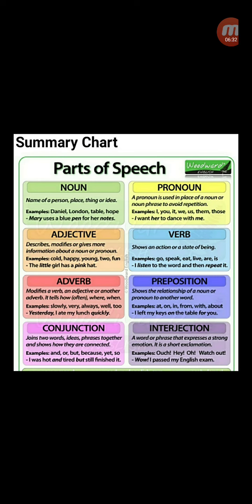I was hot and tired, but still finished it. So the two conjunctions are used, and and but. That means it connects two words or a phrase together.